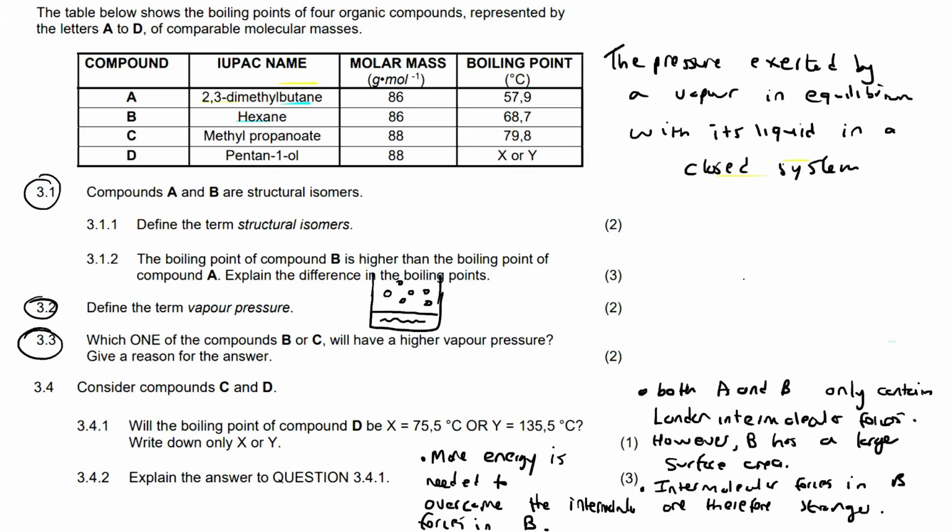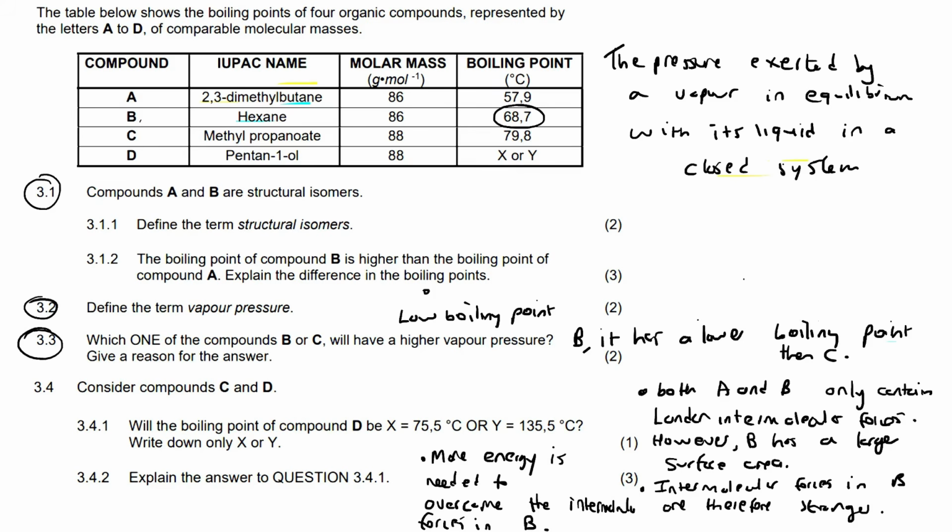Which one of the following compounds, B or C, will have a higher vapor pressure? Right, now, we've spoken about this before, but high vapor pressure just means low boiling point. So substances that have low boiling points have higher vapor pressures, and substances with higher boiling points have lower vapor pressures. So they're just looking for B and C. So I look at the boiling point, and I look at the one that has the lowest boiling point. So the answer would have to be B. And then we can just say it has a lower boiling point than C.